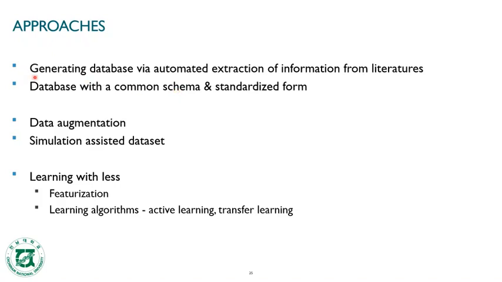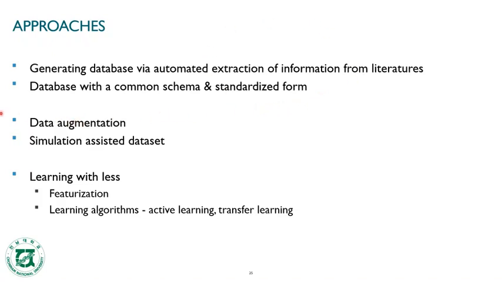One option is generating this necessary database automatically, extracting the information from literature, and that can reduce the burden for individual researchers. And also, to get some consensus in this society and try to build up the database with a common schema and standardized form. So this is in terms of building the database.